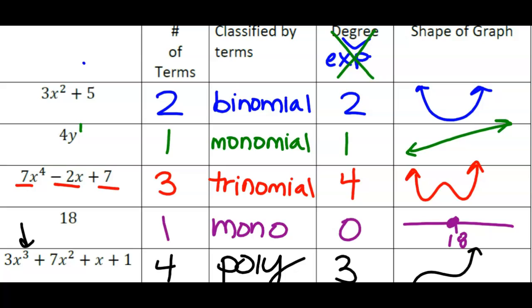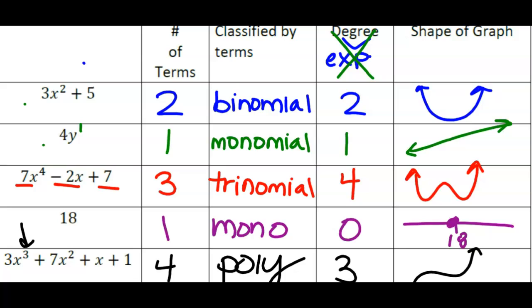So, this right here, without looking at the notes, why is this a binomial? Two terms. How do I know it has two terms? What is there that separates it into two terms? 3x squared plus 5. What specifically separates it into two terms? The plus sign. Okay? That plus sign makes that two terms. How many terms? 1. How many terms? 3. 1. 4. Okay? So this first one's a binomial because it has two terms. Second one's a monomial, it only has one term.